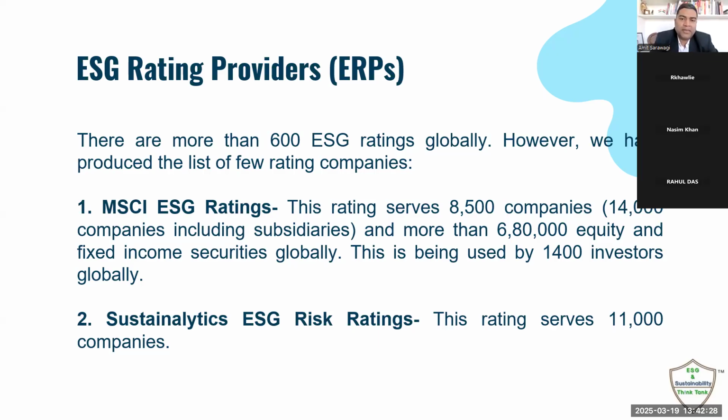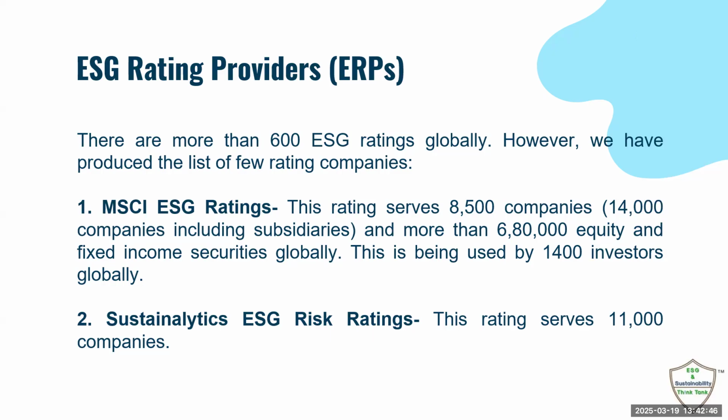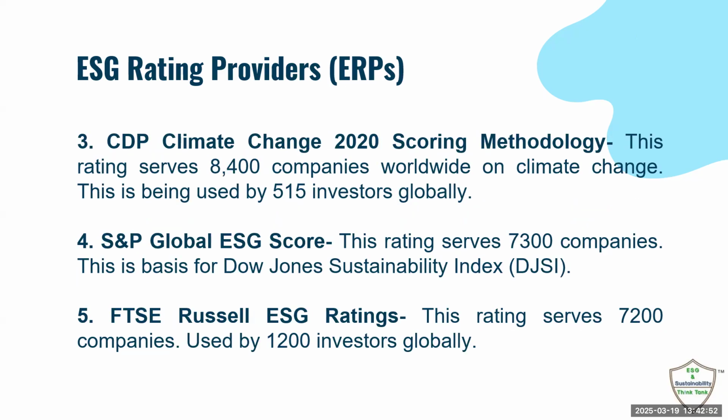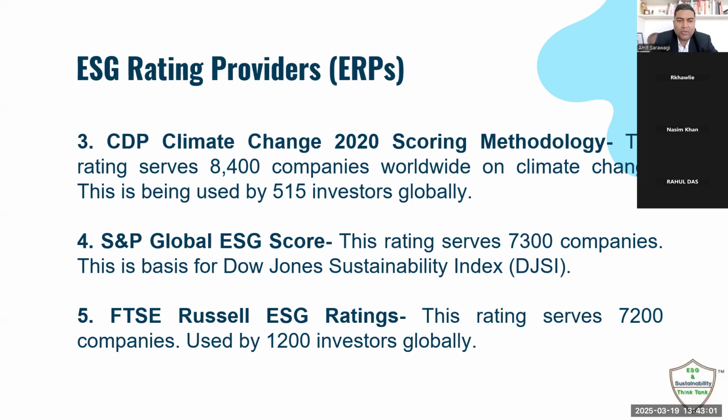One other important emerging area for professionals in ESG and sustainability is the ESG rating provider. Companies have to go for various kinds of ESG ratings globally, and there are 600-plus ESG ratings available globally. Some of them are the MSCI ESG rating, Sustainalytics ESG rating, then CDP, Carbon Disclosure Project, Climate Change 2020 scoring methodology, then S&P, Standard and Poor's, Global ESG score, then FTSE Russell ESG rating. Like that, there are so many ESG rating providers. So we are not discussing those rating providers.